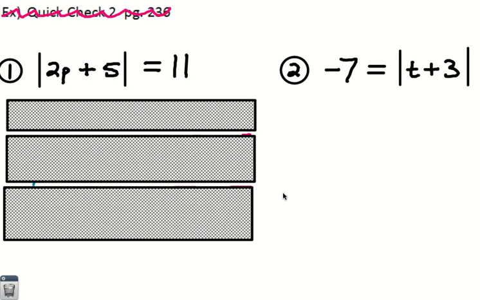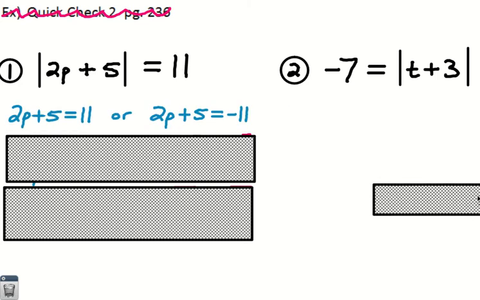The next example is more of the same. I want to point out that in this example, it's already isolated. I don't need to do anything to get this absolute value part by itself. So we can go right into the two cases. In the one case, the 2p plus 5 is going to be equal to positive 11. And in the other case, it's going to be equal to negative 11.